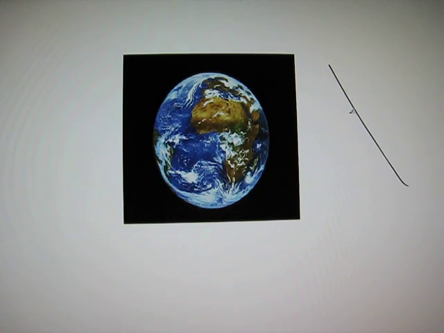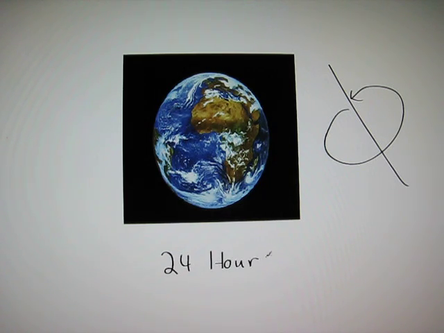It's kind of like a pivot point, like a center of a merry-go-round. And what it's doing is it's spinning around in a circle like this. It's rotating around itself as it moves around the sun. So it takes about 24 hours to spin around one complete turn.